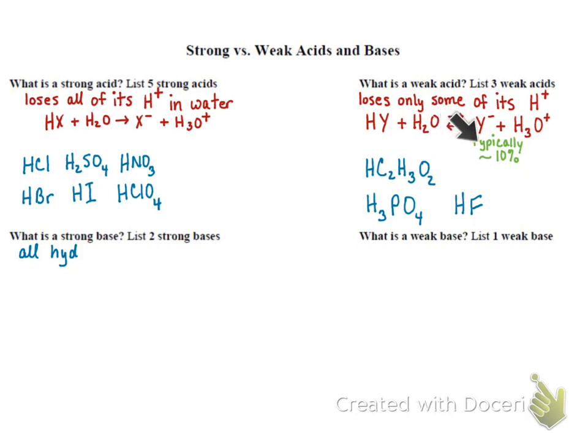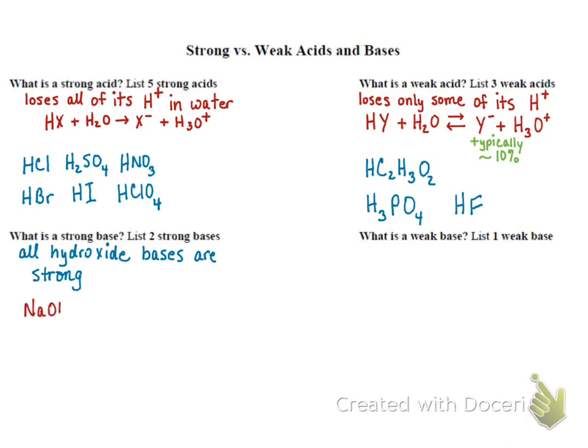Typical weak acids can vary, but somewhere around 10% at any one time of the protons are deprotonated, have come off, and the other 90% or so are still attached to HY. So this is not a total electrolyte solution because it doesn't all ionize. A lot of it stays together. It is soluble in water, but it doesn't all deprotonate. And typical weak acids are acetic acid, phosphoric acid, and HF. The other halogen acid is a weak acid.